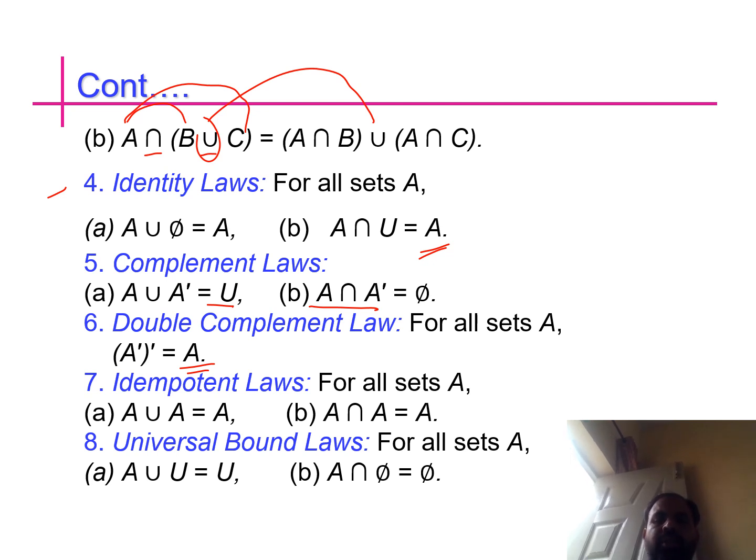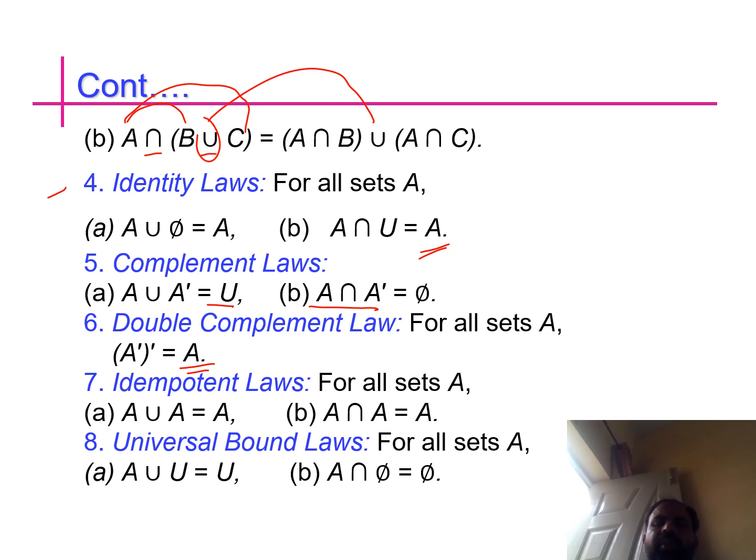Next we present the identity laws. For all sets A, A union phi is equal to A. If we take the union of any set with the empty set, then the answer will be that set. And if we take the intersection of any set A with the universal set, then it's also A.